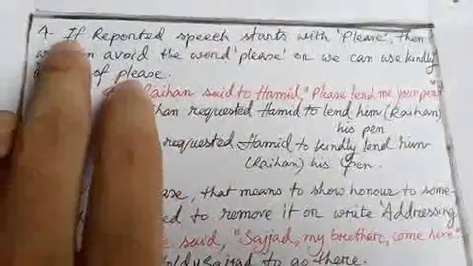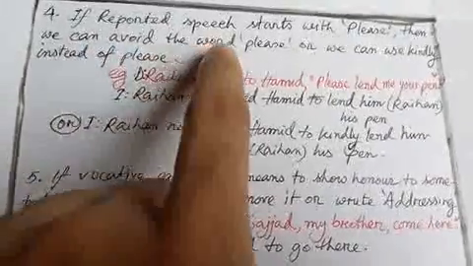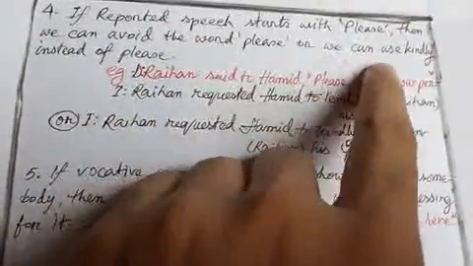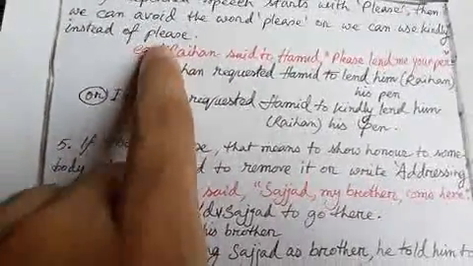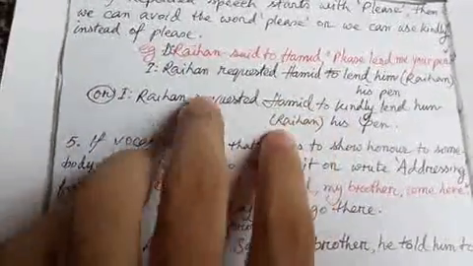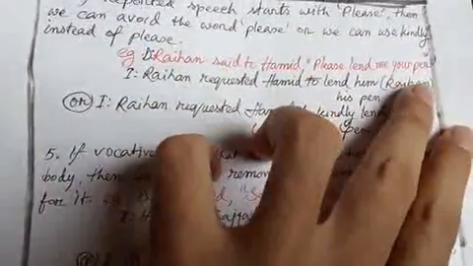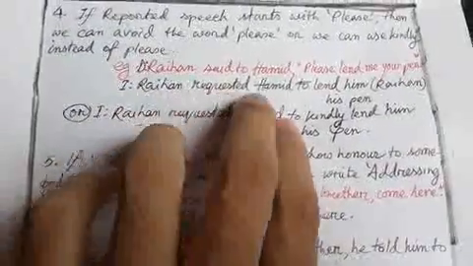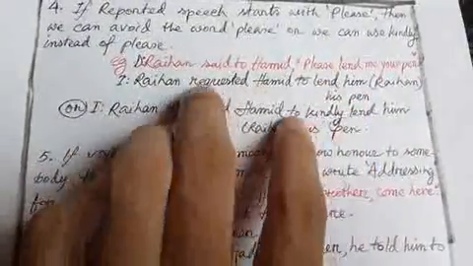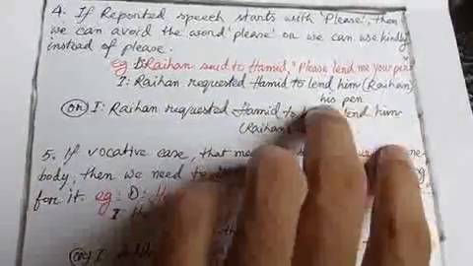So in the next rule, if the reported speech starts with please, then we can avoid the word please, or you can use kindly instead of please. Okay, what is the example? Raihan said to Hamid, please lend me your pen. So what will be the indirect form? Raihan requested. This is a kind of request. So you need to write down requested Hamid to lend him, that is Raihan, his pen.